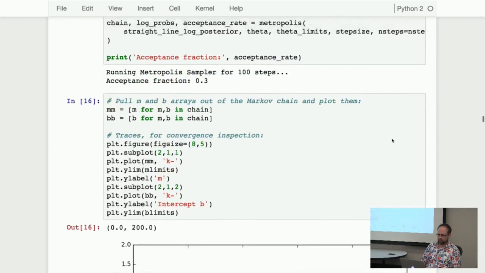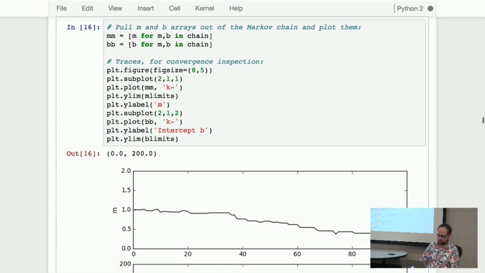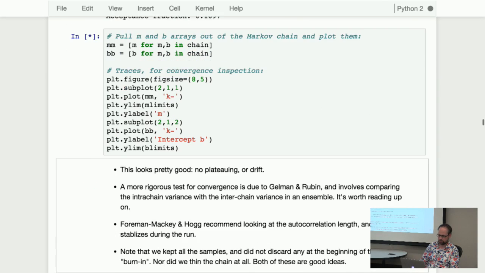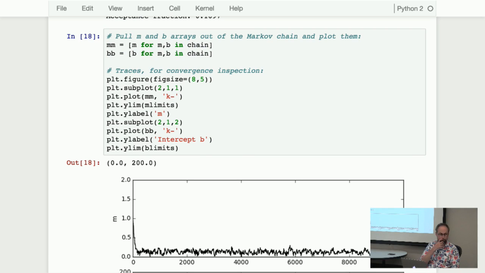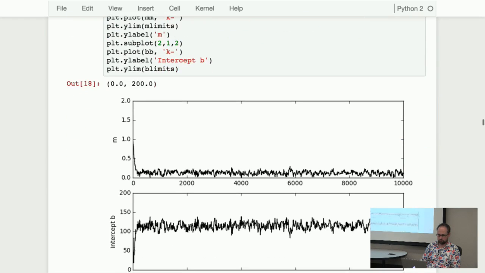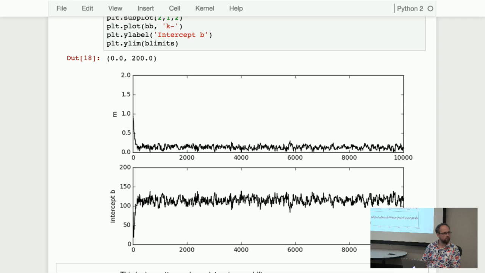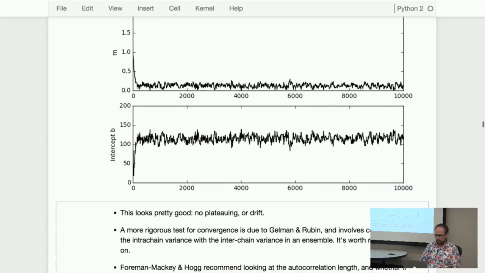Okay, let me just rerun this with 10,000. Can you next do one with an isotropic Gaussian? Yep. And one interesting thing is that your parameter space is very anisotropic. You have this very small range in M and this very large range in B. But the step size is different. That's what I asked. Is it an isotropic Gaussian? No, the step size is different in each. Yep. Okay.